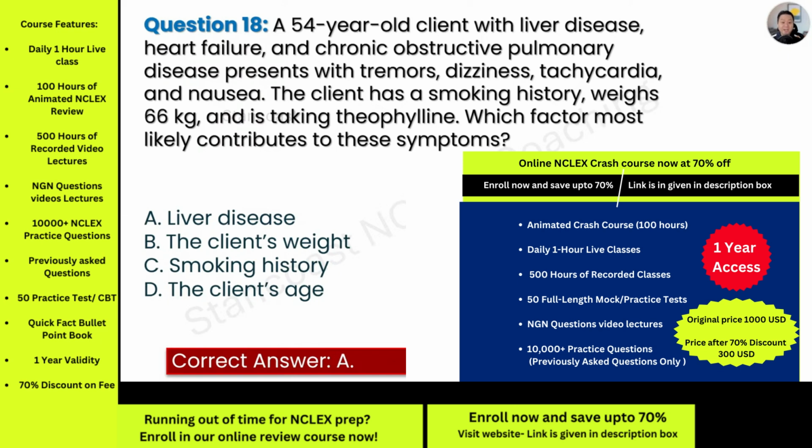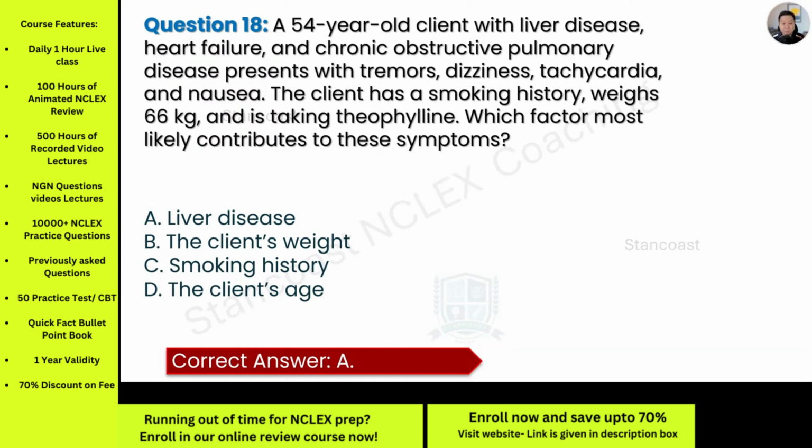Letter D, another incorrect option. We know that age may also affect the metabolism of the drug, but this client is middle-aged, so age is less significant in this case.